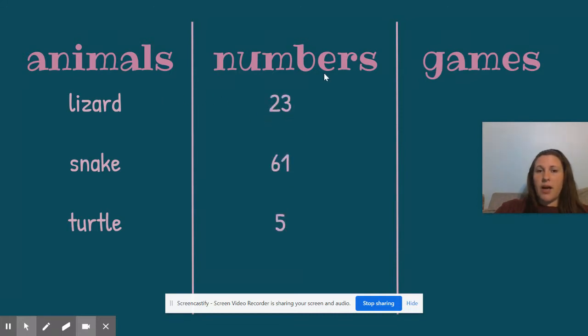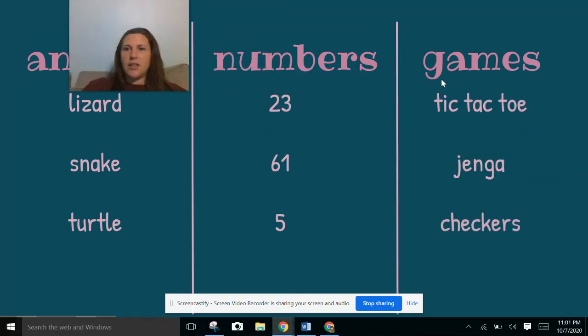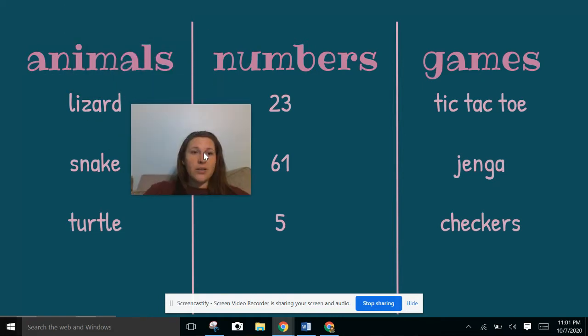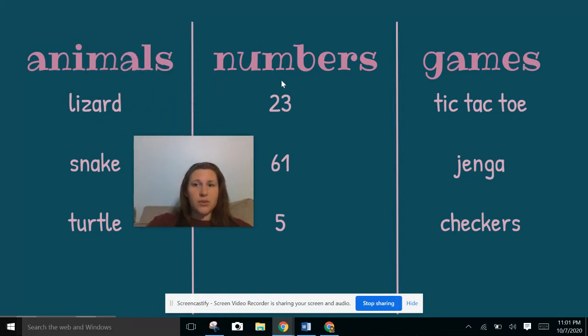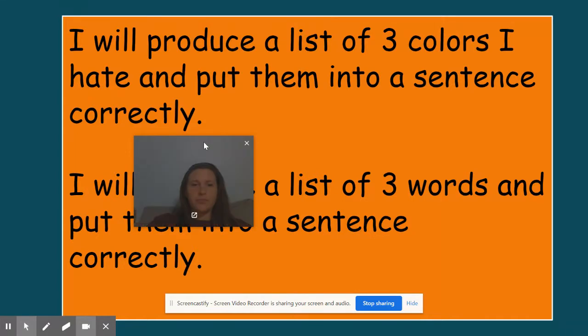23, 61, and 5 are all numbers. That's how they're related to each other. And then tic-tac-toe, Jenga, and checkers are all types of games. That's how they're related to each other. You all have been practicing for at least the past 2 days, and you're going to do it a little bit today, practicing how to take a really boring word like animal, numbers, and games and make a list of a bunch of those different things, and it just makes your sentence more exciting.